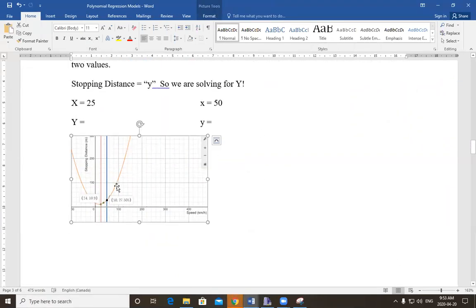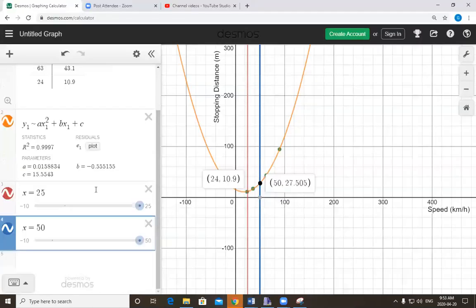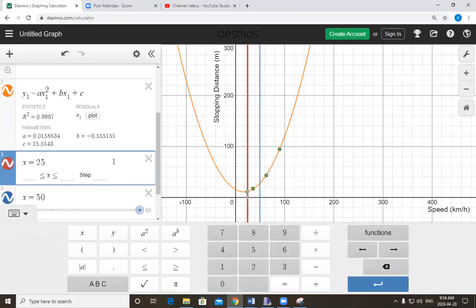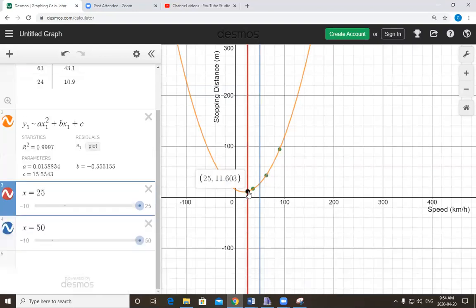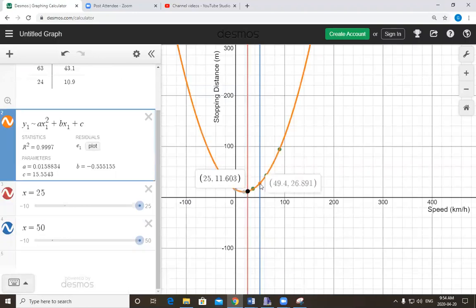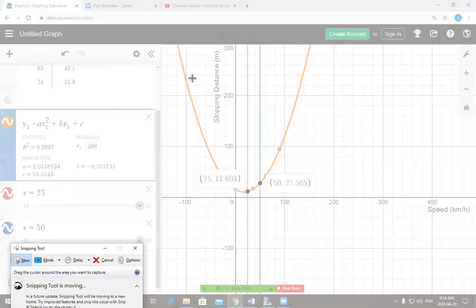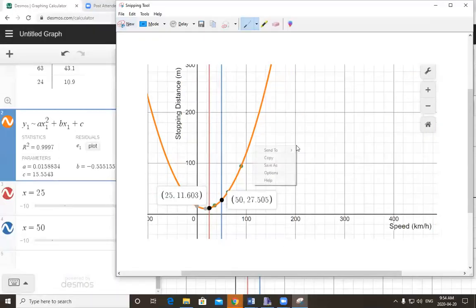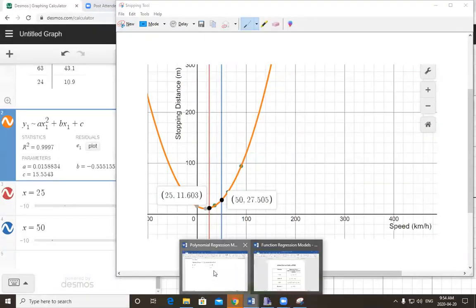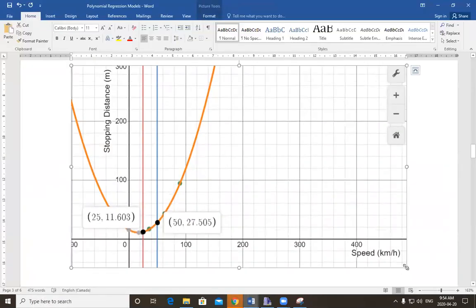So when, whoops, that's x equals 24, my bad. Oh, x equals, okay, so make sure we click on the right point. So 25, and then x equals 50. Okay, so we clicked on 25, clicked on 50, we're good. Now we'll re-snip the tool. So always got to be careful we click on the right points of intersection. And we'll copy that, and we'll paste that into our Word doc.